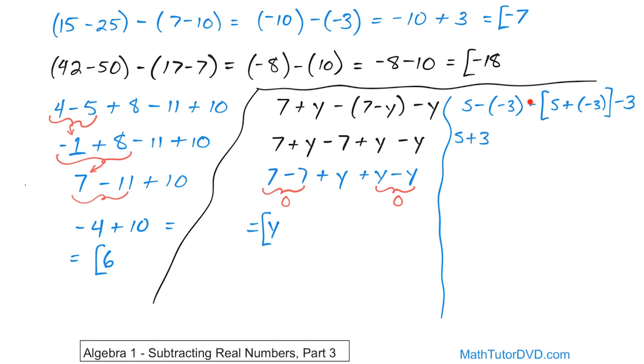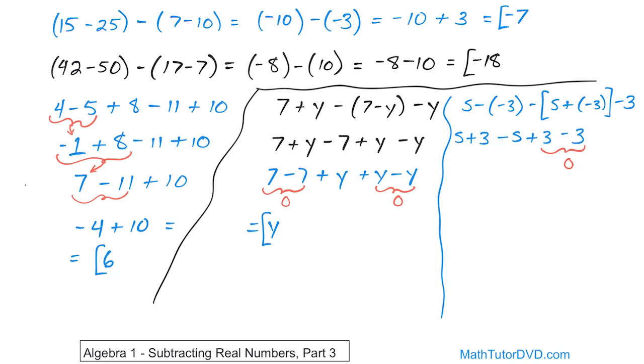Then, this negative will be applied to this s, giving you negative s, and then this negative will be applied to negative 3, but the two negatives together, negative of a negative, will give you positive 3, and then this guy at the end is just going to be sitting around with negative 3. All right, so let's look at what we have. The 3 minus 3 at the end is just going to give you 0, okay?